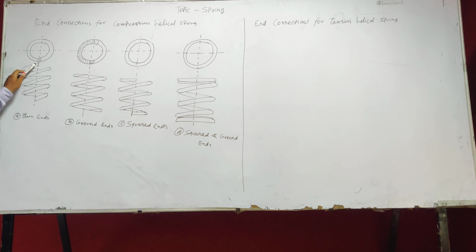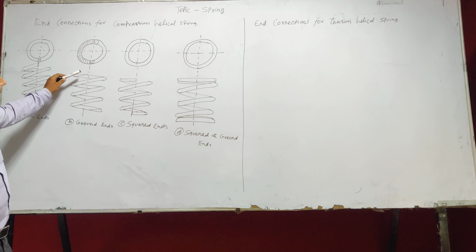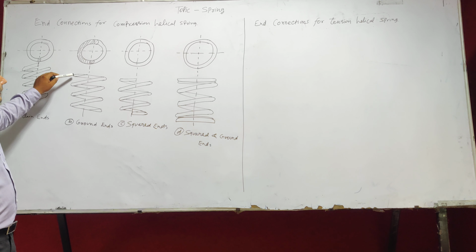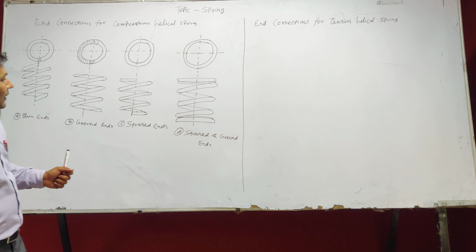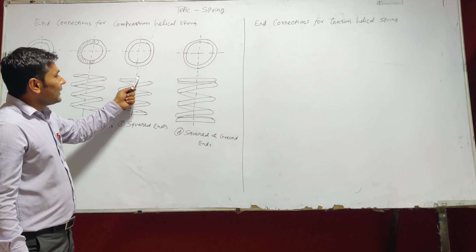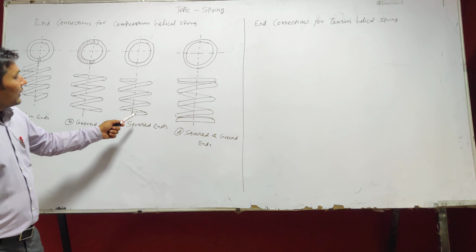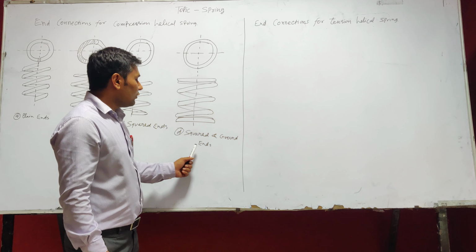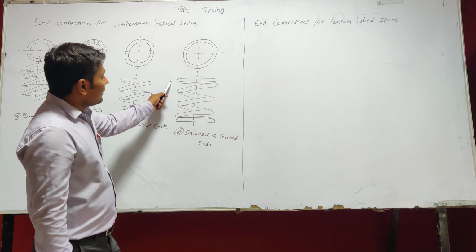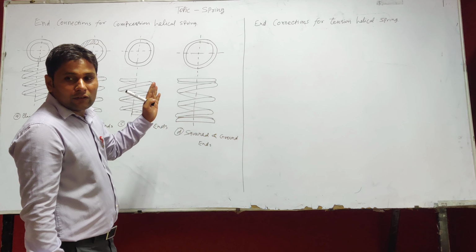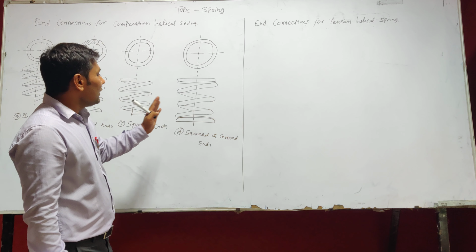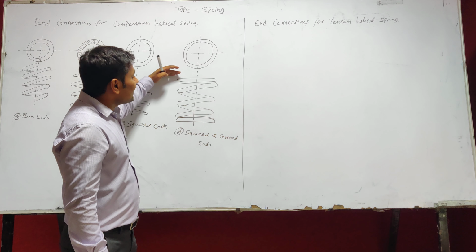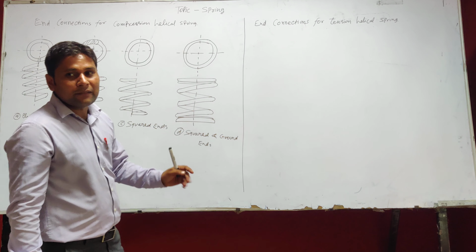In plain ends, the coil is cut parallel to the last active coil. In ground ends, the end coils are cut in this way. In squared ends, the end connections are given in the spring coil like this. And in squared and ground ends, generally one coil is used as an inactive coil, and it is parallel to the working plane.